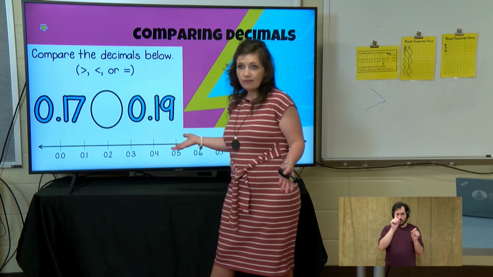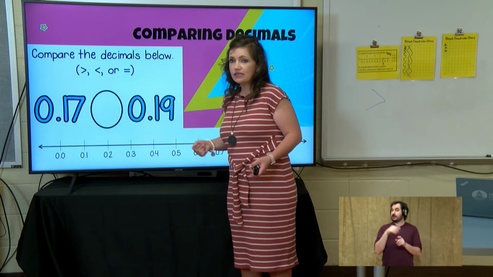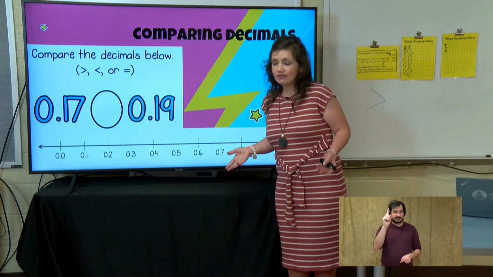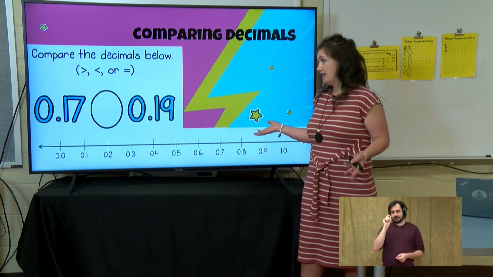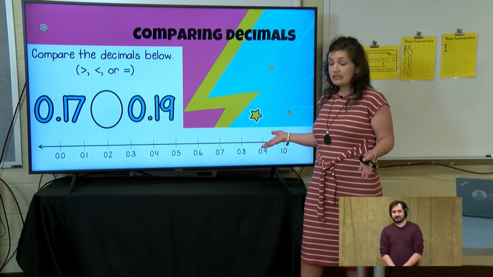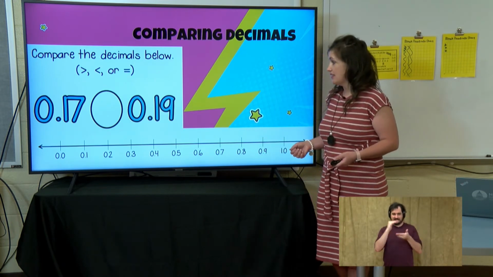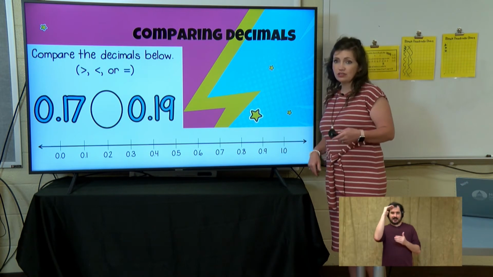You can also think about your money. How many cents would 17/100ths be? 17 cents and 19 cents. We know that 17 cents is 2 pennies, 2 cents less than 19 cents, right? So we know that's the lesser decimal.